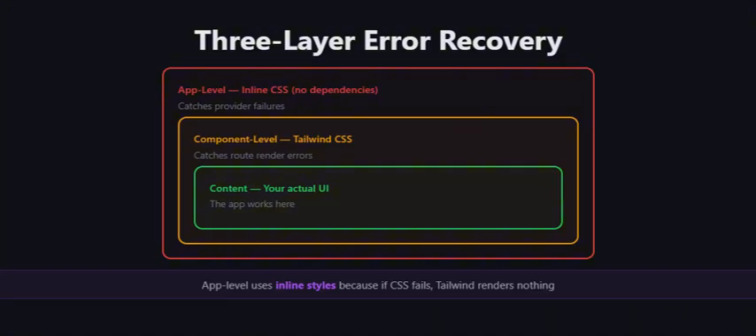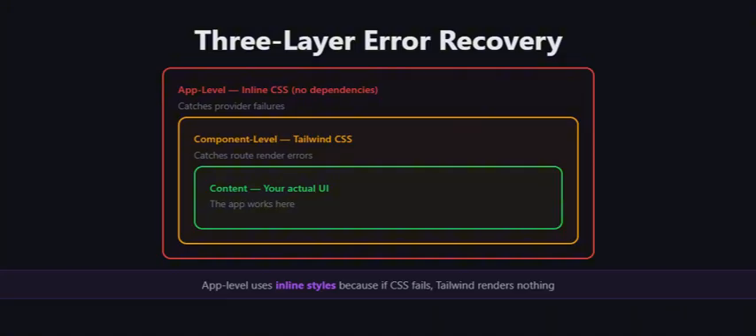Now here's a critical technical detail. This top-level boundary uses inline CSS, not Tailwind. Why? Because it wraps the CSS pipeline itself. If Tailwind fails to load, Tailwind classes won't work. So the error boundary that catches CSS failures cannot depend on CSS, inline styles only.